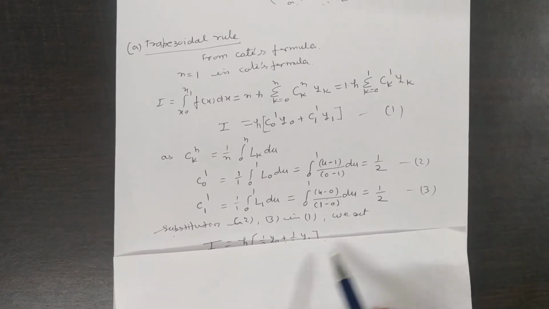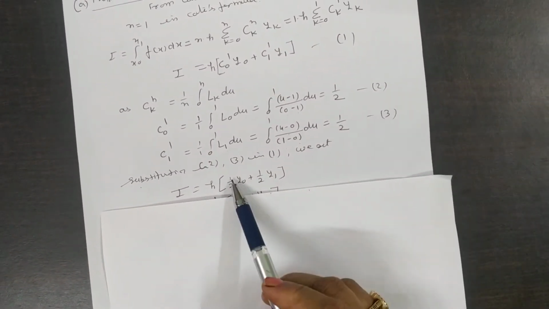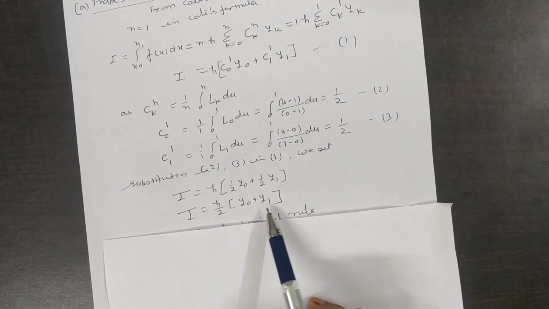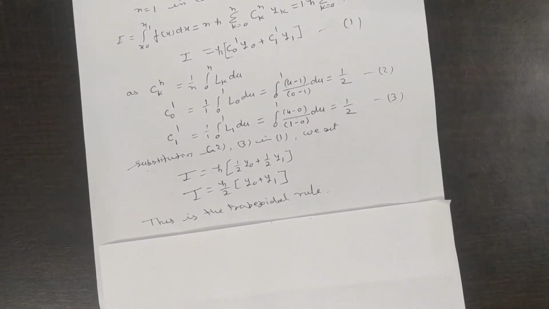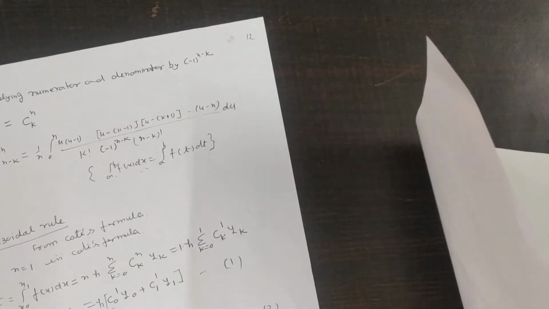Okay friends, now substituting these values in equation number 1, we get h times half of y0 plus half of y1, so you get I equal to h by 2 times (y0 plus y1). This is the trapezoidal rule. Yes friends, I think the trapezoidal rule is clear. Similarly, you can obtain other forms, that is Simpson's 1/3 rule and other rules also.